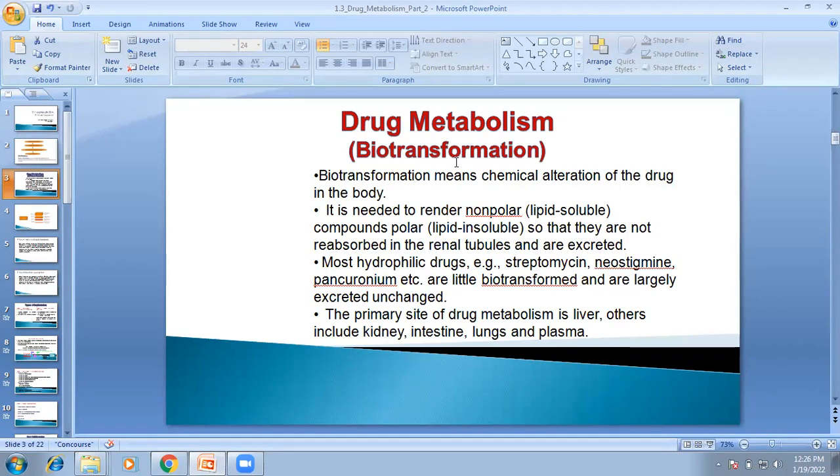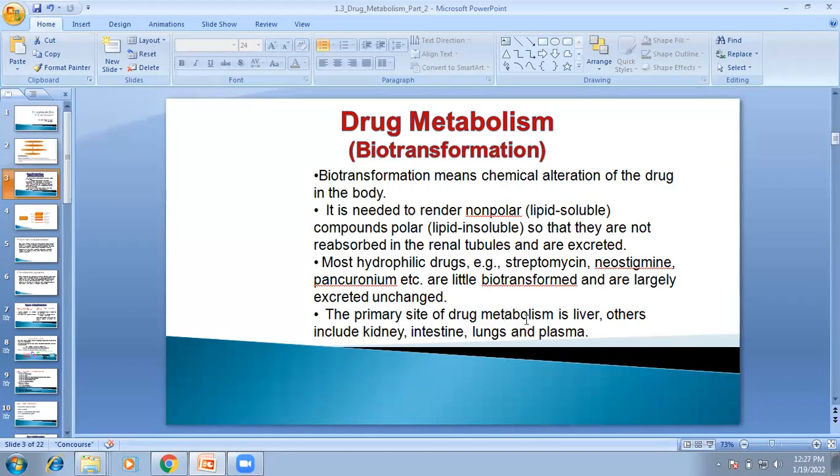Now, most hydrophilic drugs, what type of drug molecules are these? They are excreted in larger amounts from our body, for example streptomycin and neostigmine. Those types of drugs are only slightly biotransformed, only a small amount of metabolism is done, and they are largely excreted as it is, that is unchanged. Our body does not do a total biotransformation of drug molecules like streptomycin and neostigmine. Generally these types of drug molecules are excreted unchanged from our body.